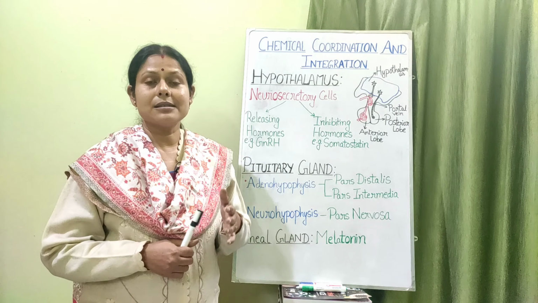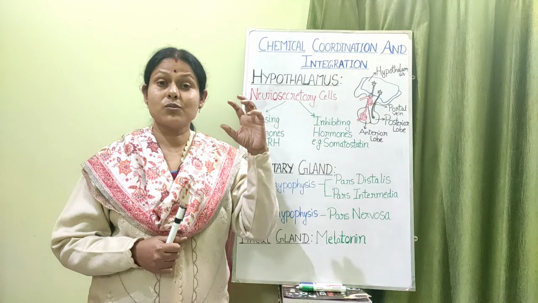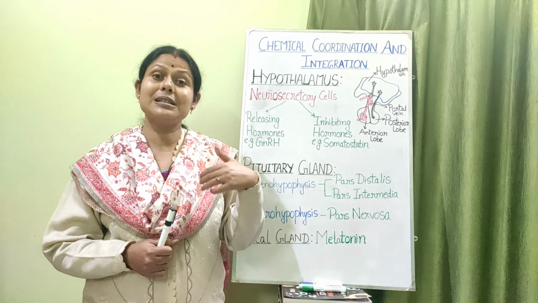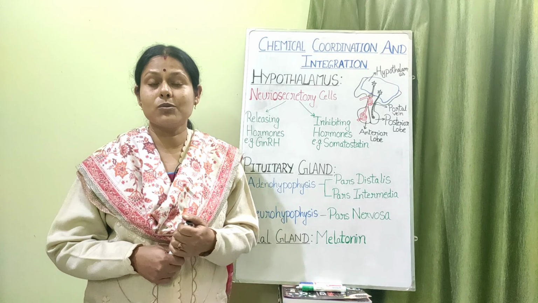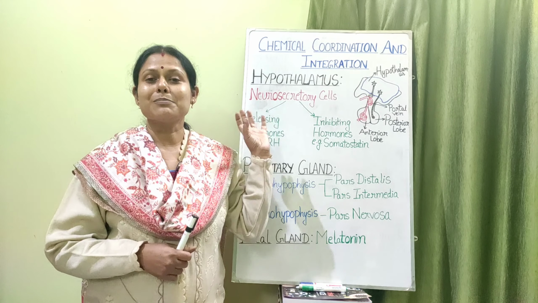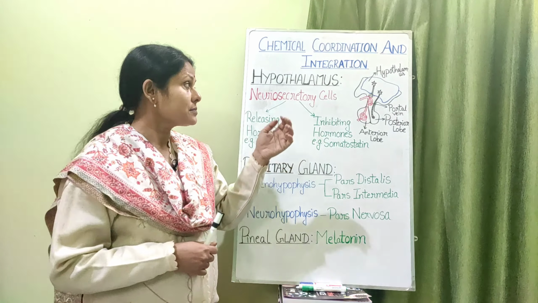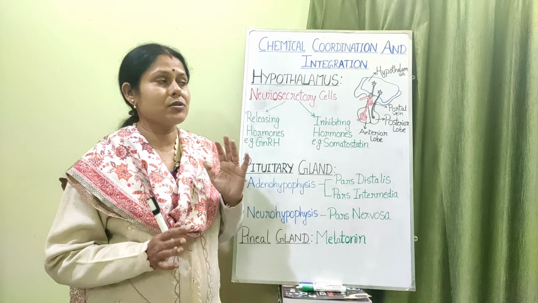Since the pituitary gland is called the master gland, the secretions of the hypothalamus guide the pituitary gland to secrete its trophic hormones, so it is actually minding the master. When somebody is minding the master, it is called the master of the master gland. So the hypothalamus is the master of the master gland.